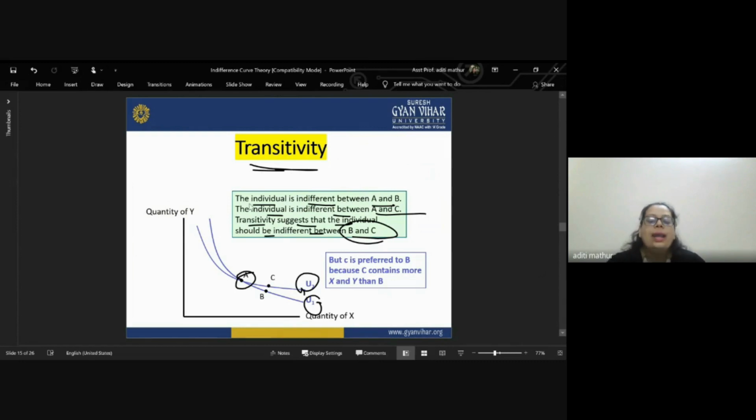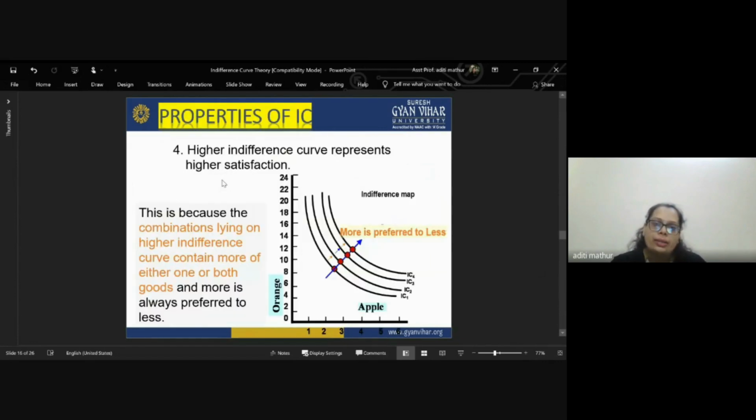And that is why the property of IC states that they are never intersecting or tangent to each other. Now let us just discuss the fourth property of IC. And the fourth property of the indifference curve is that the higher indifference curve represents higher satisfaction.